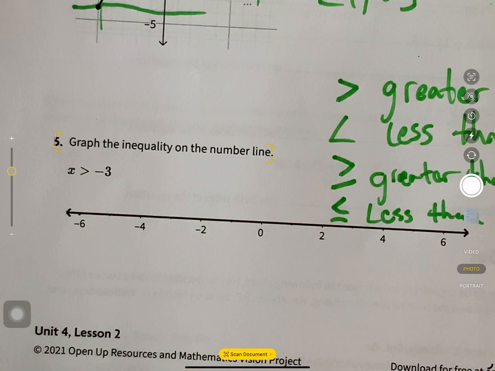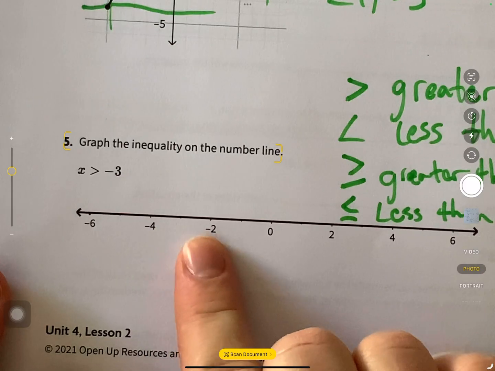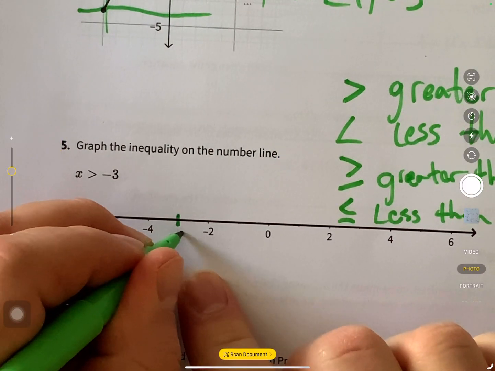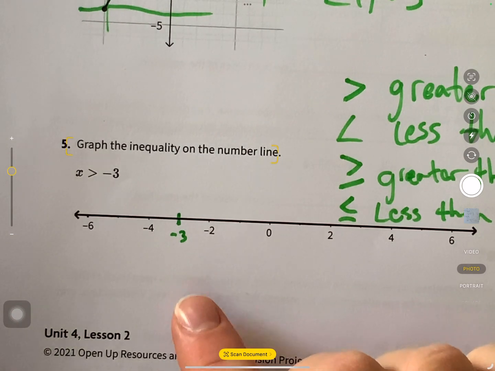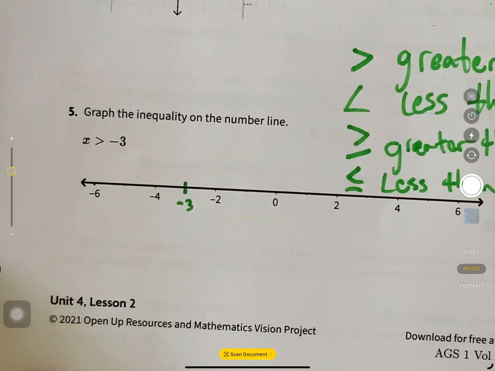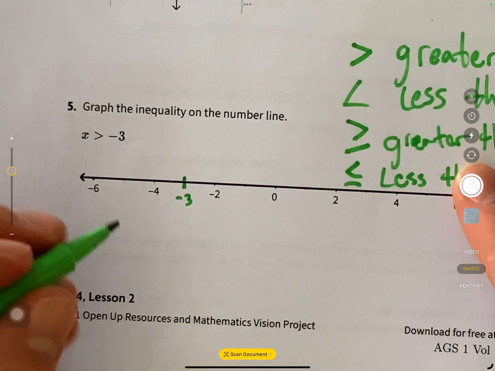Graph the inequality on the number line. It says x is greater than -3. So we have to find -3 first. Okay, it's going to be right about here. This is -3. I found it. We're going to put an open circle, and this is something that you may not remember or may have never learned. Okay, so I'm just going to make a little note.